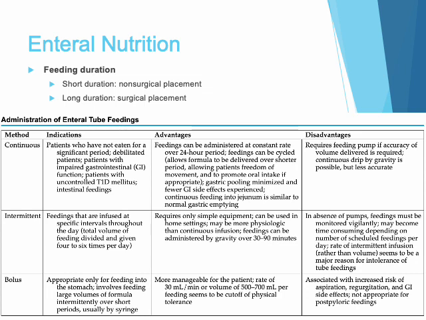Bolus feedings are only appropriate when you are feeding into the stomach, and it involves feeding large volumes of formula in a short amount of time, and usually we do this by a syringe. It's more manageable for a patient at a rate of 30 mLs per minute or a volume of 500 to 700 mLs per feeding. And of course, it has to do with physical tolerance as well. The disadvantage of a bolus type enteral feeding is that it's associated with increased risk of aspiration, regurgitation, and GI side effects.